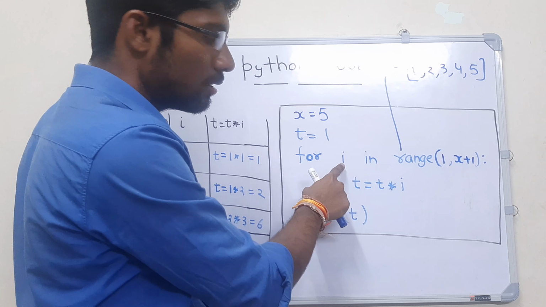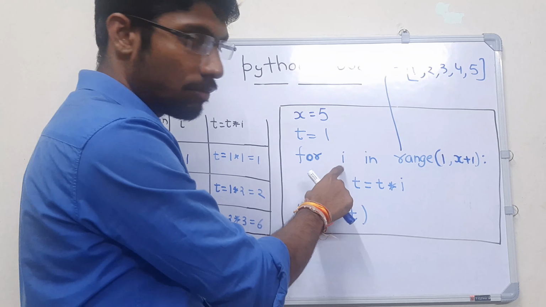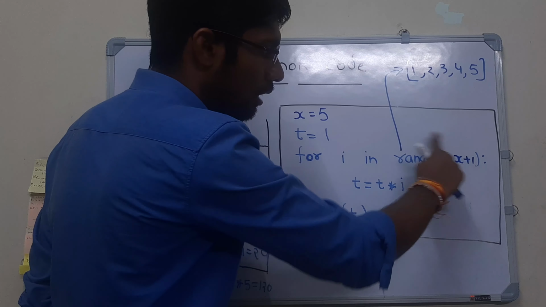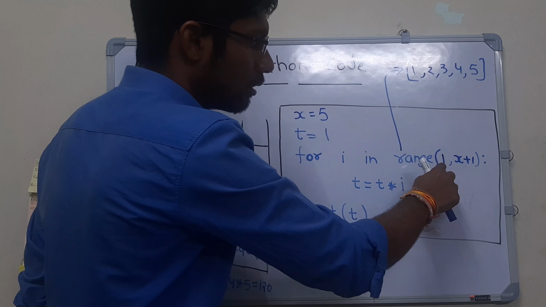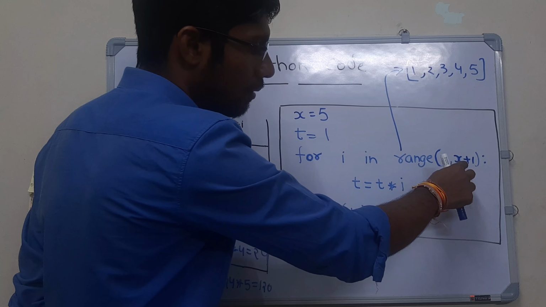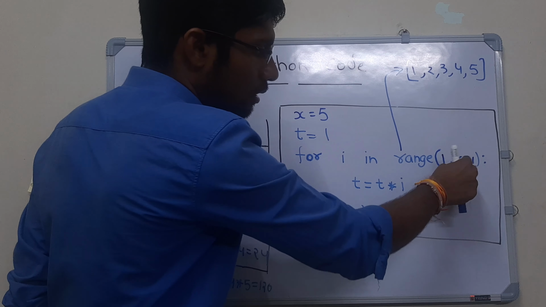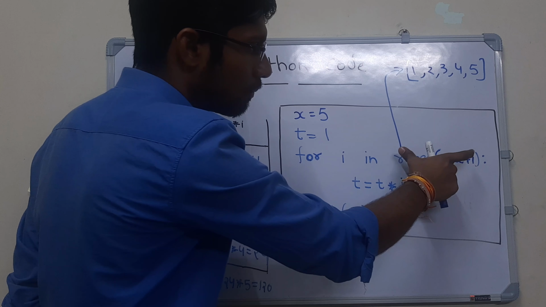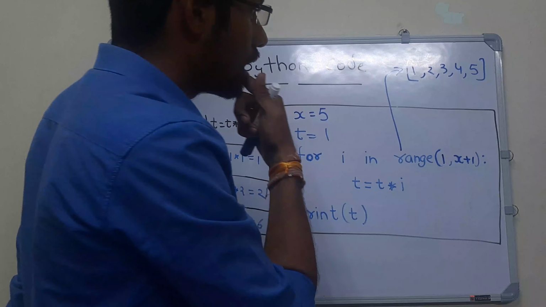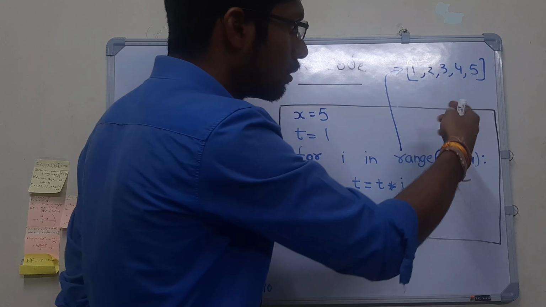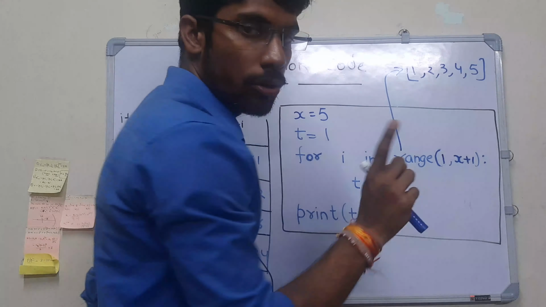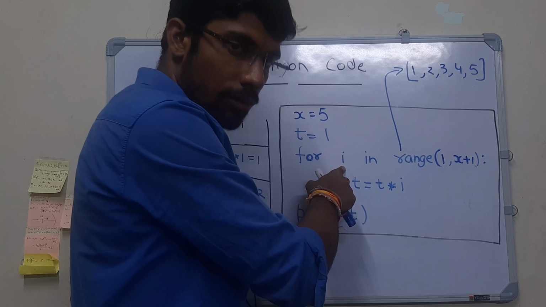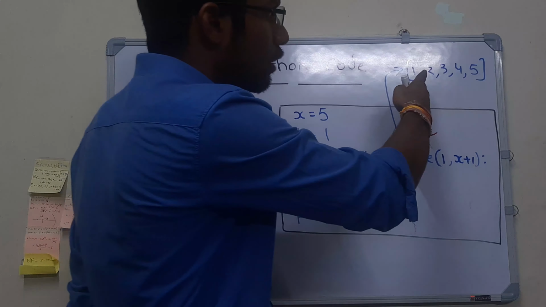Here I is the variable which will iterate over this array. My initial element is 1 and the last element is x plus 1, which is 6. So this syntax will produce an array having elements from 1 to 5; 6 is not included. My variable I will iterate over the elements of this array.